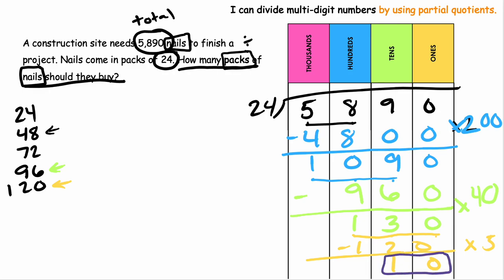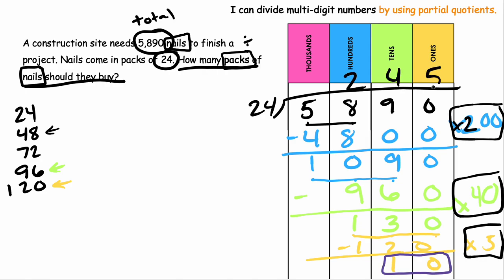So 245. So 245 packs of nails is what they'll need. Oh, but no, not yet. Look, they're still going to need 10 more nails. Well, what job can be completed? That's a big safety issue if you're 10 nails short on something. So if they have a remainder of 10, you know what? They're going to actually need to buy an extra box, even if it's only 10 nails.